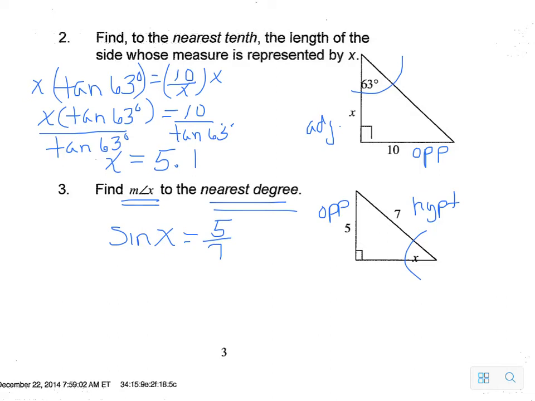So does anybody remember how to actually find the degree measure when the sides are given? Hopefully somebody said that we have to actually hit the second button in our calculator. So you're going to go second sine, because we're using the sine ratio. Plug in 5 divided by 7, close the parentheses, hit enter, and that should give you your angle measure. And hopefully to the nearest degree you ended up with 46 degrees.